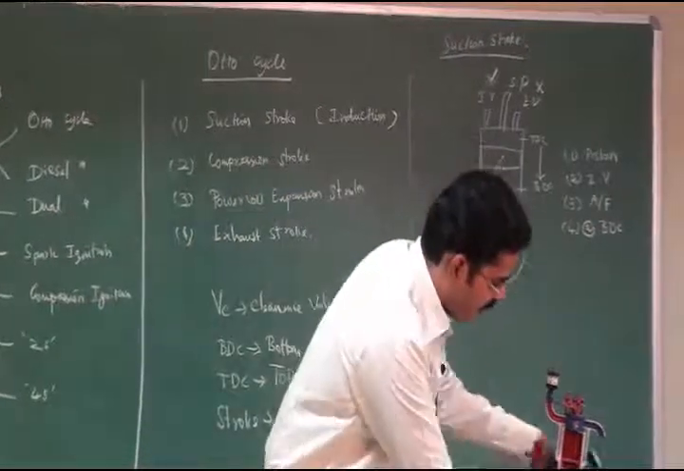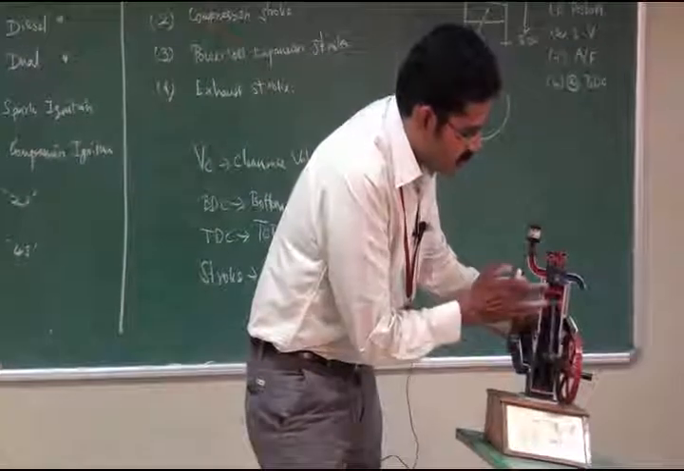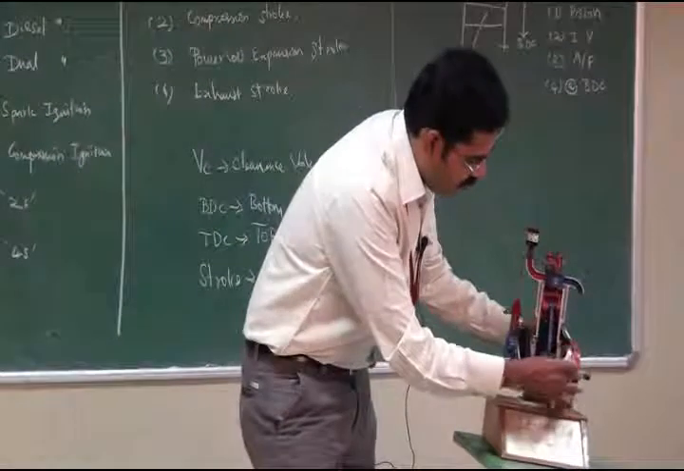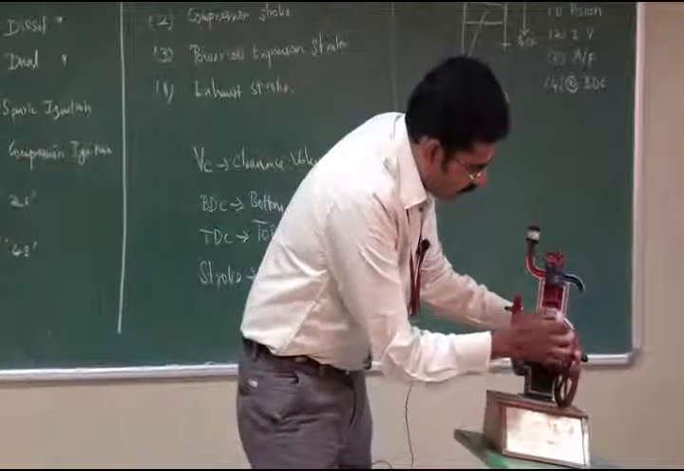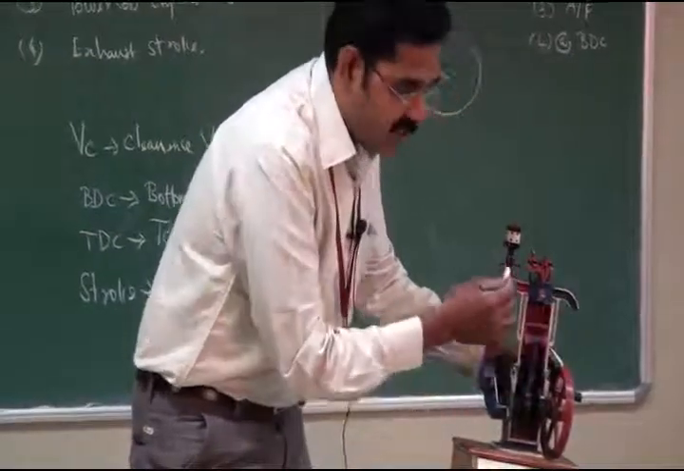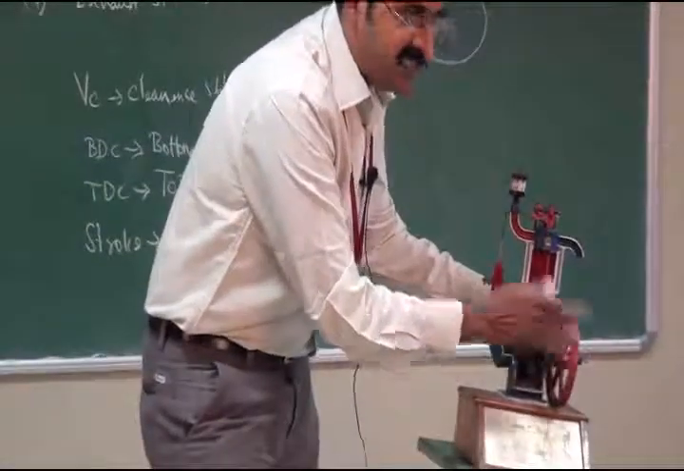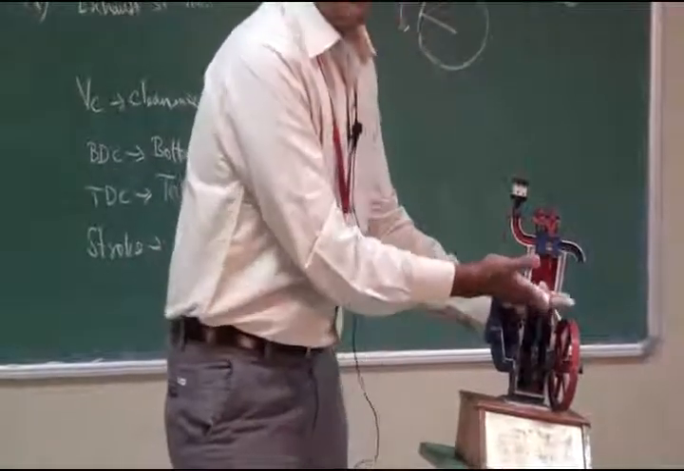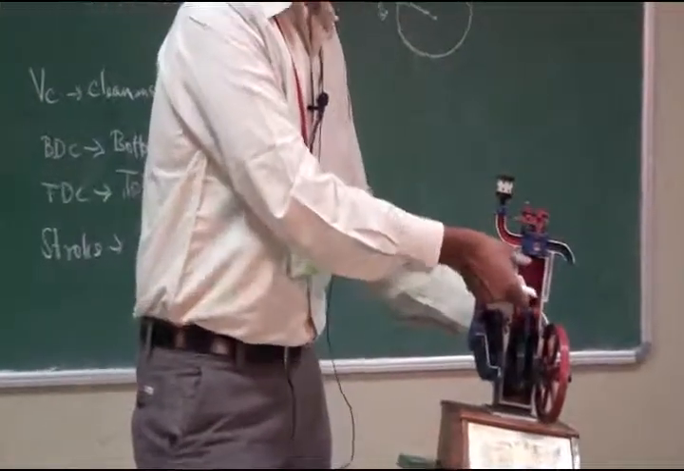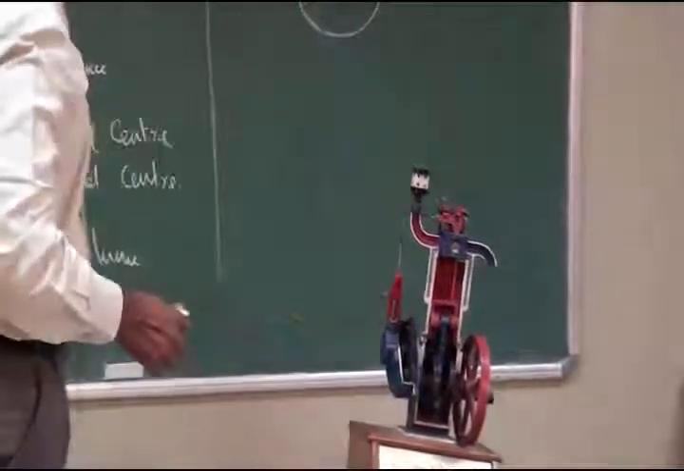I will show with the diagram. First, the piston is at TDC. When the piston moves down from TDC to BDC, what will happen? The inlet valve gets opened, the exhaust valve gets closed. Through this inlet valve, the air fuel mixture is admitted into the cylinder. At the end of the suction stroke, the piston position will be at BDC, and the cylinder is full of air fuel mixture.